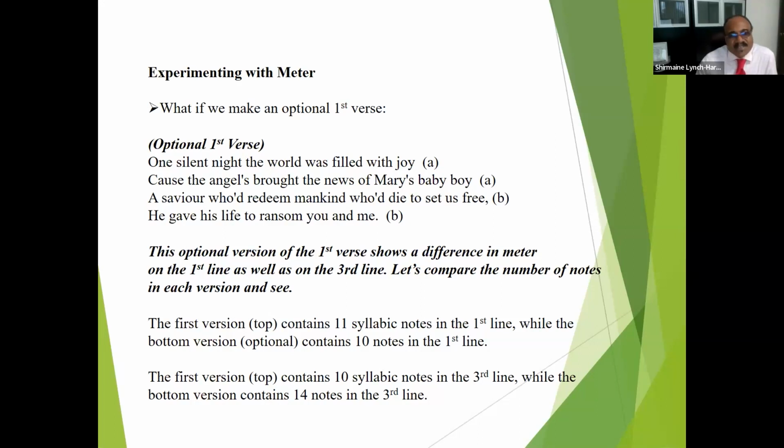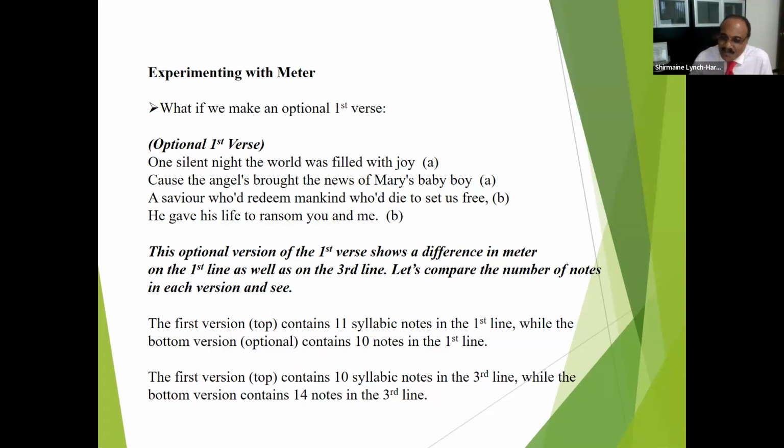On one silent night, the world was filled with joy, 'cause the angels brought the news of Mary's baby boy, a savior who redeemed mankind, who died to set us free. He gave his life to ransom you and me.